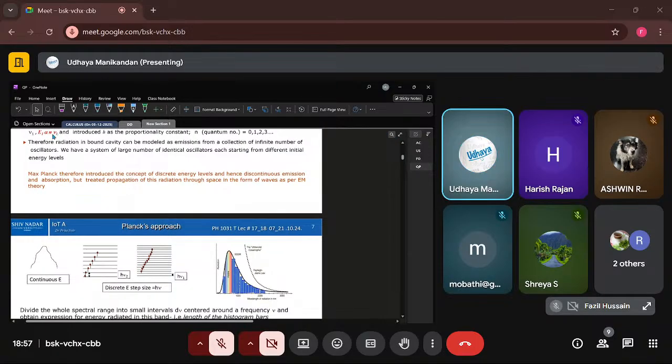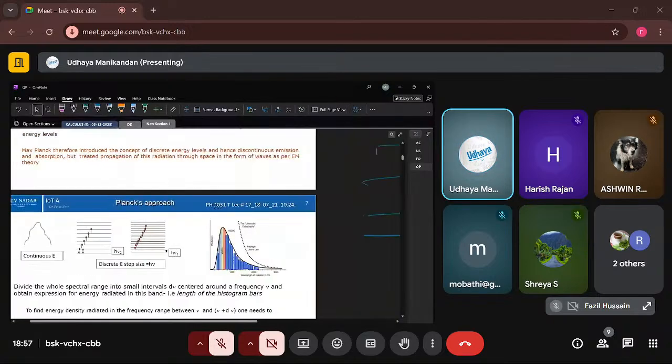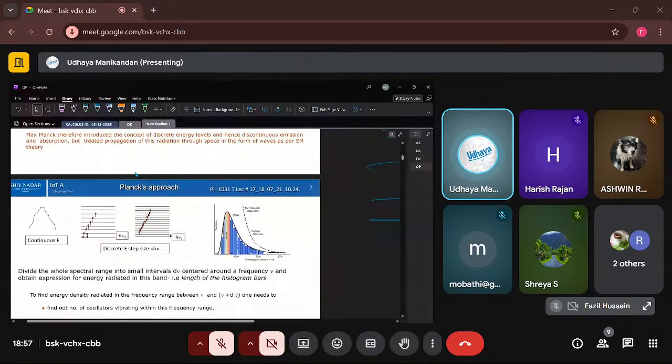We know all this. Therefore, radiation of a bound cavity can be modeled as emissions from a collection of an infinite number of oscillators. We have a system of a large number of oscillators, each starting from a different, distinct energy level, each carrying separate energies. You add up, there will be infinite energy levels like this. That's it, right? So that was the whole thing.